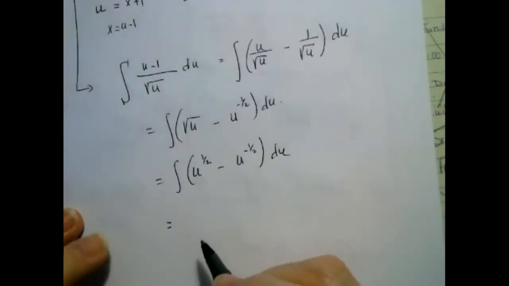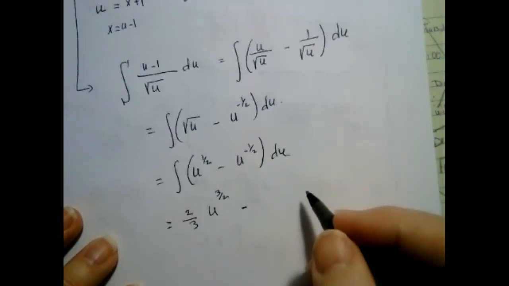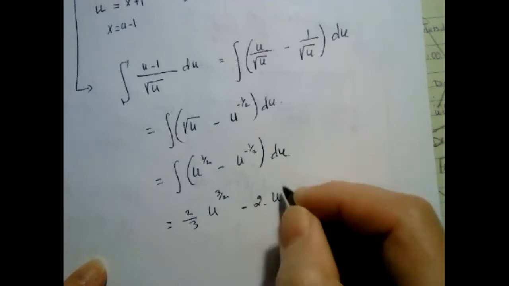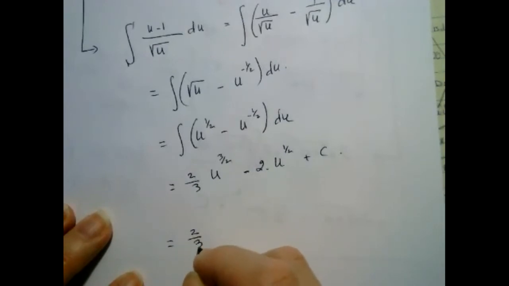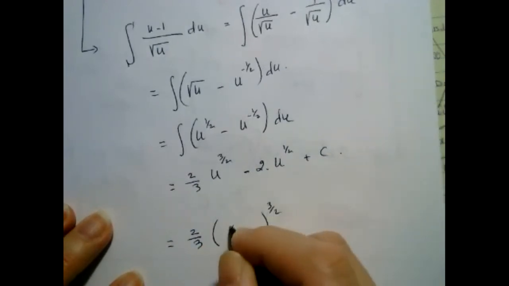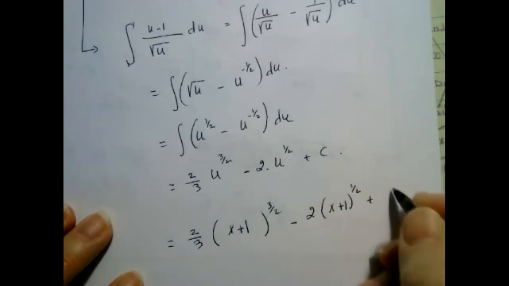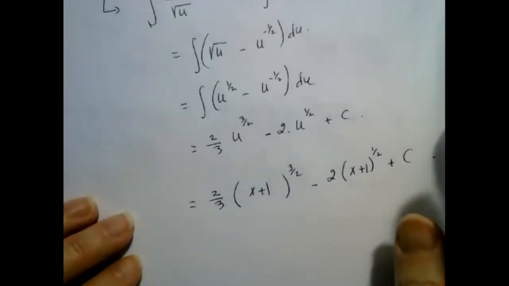And now I evaluate. The first one will give me 2/3 u to the power 3/2. And the second one, the antiderivative of that is 1 over minus 1/2 plus 1, which is going to give me minus 2 u to the 1/2 plus c. So finally, I will end up with 2/3 x plus 1 to the power 3/2 minus 2 x plus 1 to the power 1/2 plus c. Which one would you prefer, by parts or substitution, in this particular problem? Substitution. I prefer substitution.